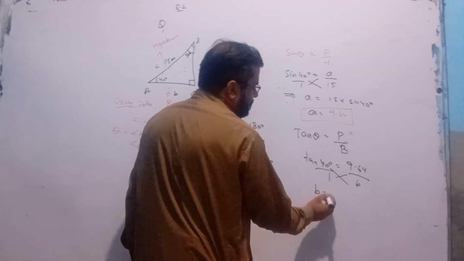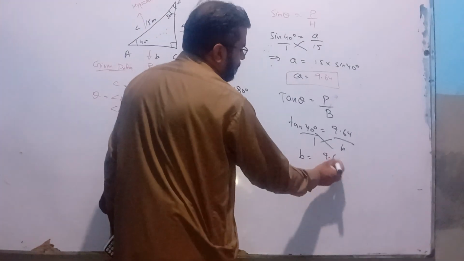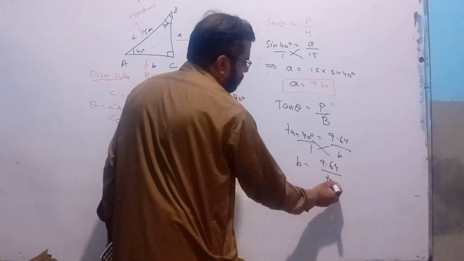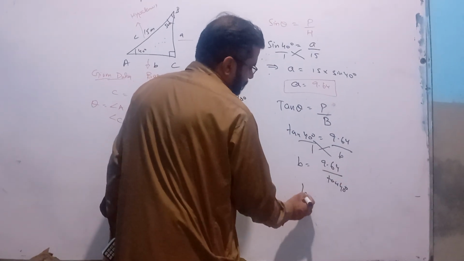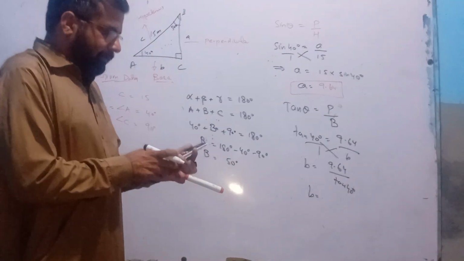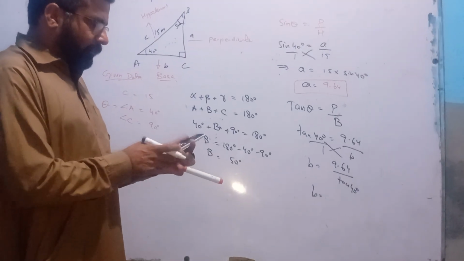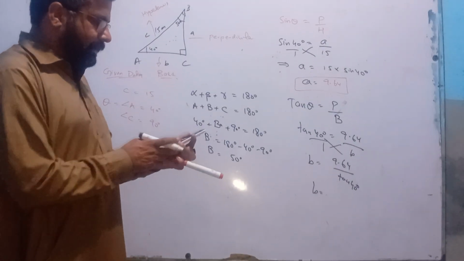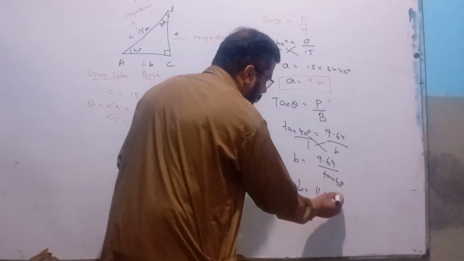So B is equal to 9.64 over tan 40. So we have 9.64 divided by tan 40. Our answer is 11.48.